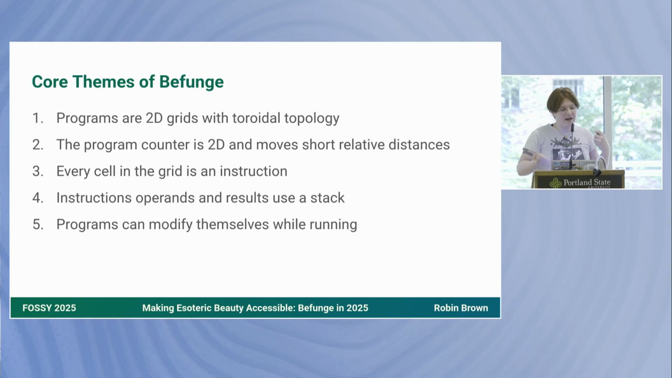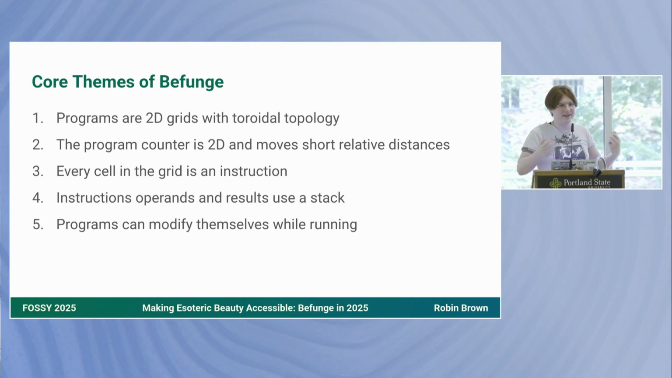And so the 5 themes that I've identified, at least, are that the program is this 2D toroidal space where, I didn't really get to that earlier, if you fall off the edge on one side, you'll come back around the other side. It doesn't go off into the void in that direction. The program counter is 2D, and we're only moving relatively. You saw the cursor moves linearly. We don't jump to random points. That's kind of the way of Befunge. And every cell in the grid is an instruction, and instructions take operands off of the stack and also put their results on the stack, and programs can modify themselves as a grid. So these are the 5 major themes of Befunge, as I like to think of it.